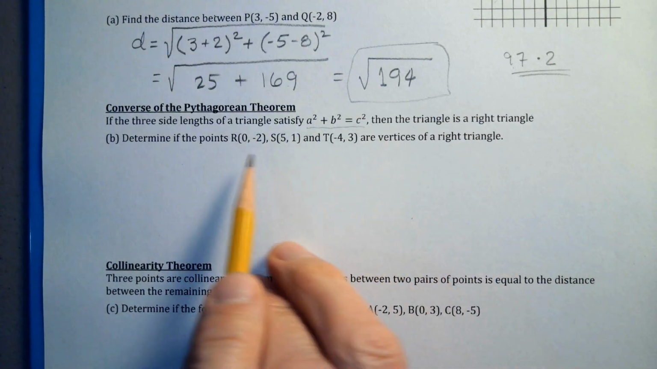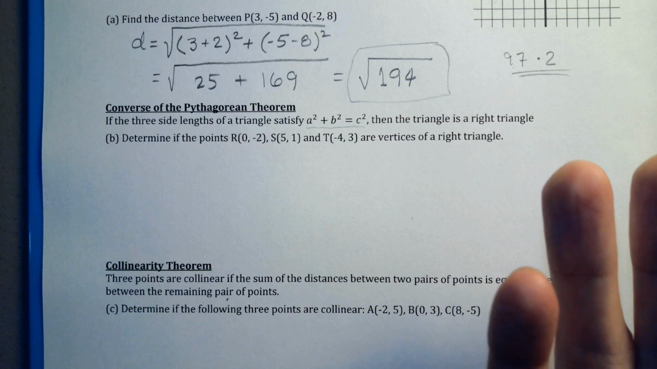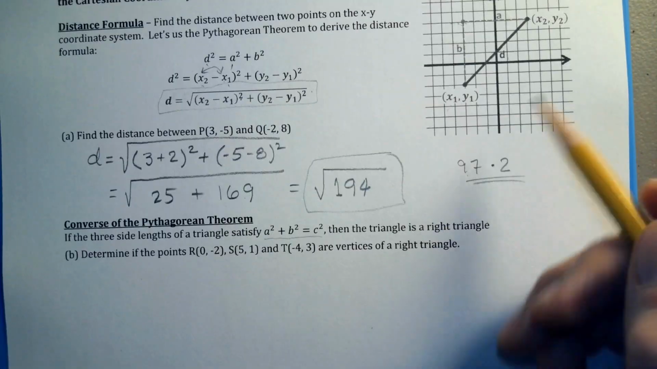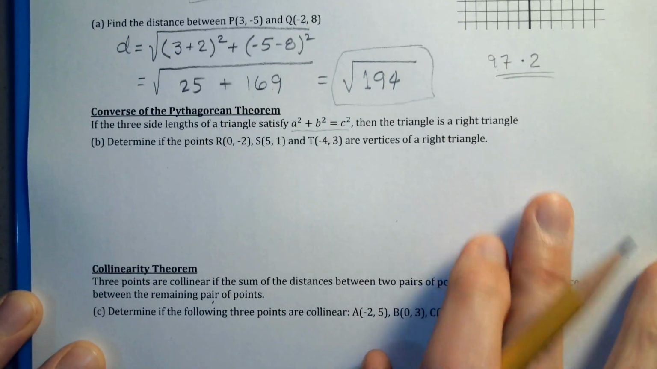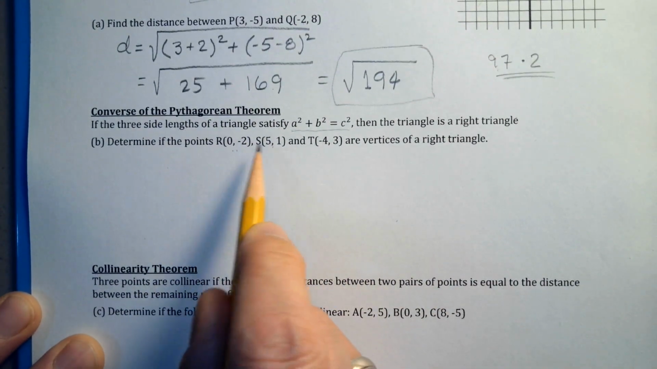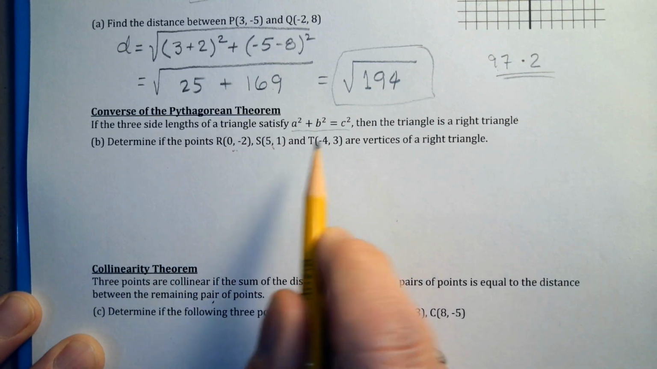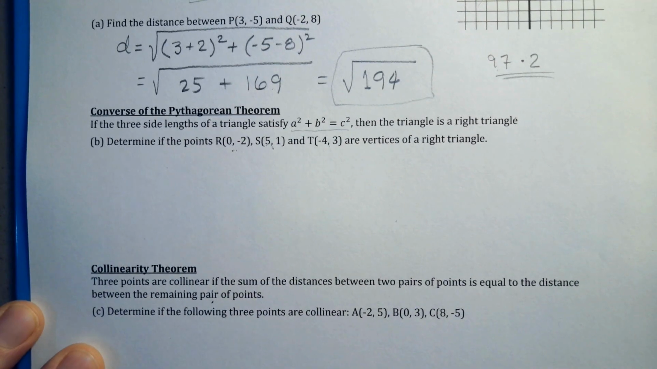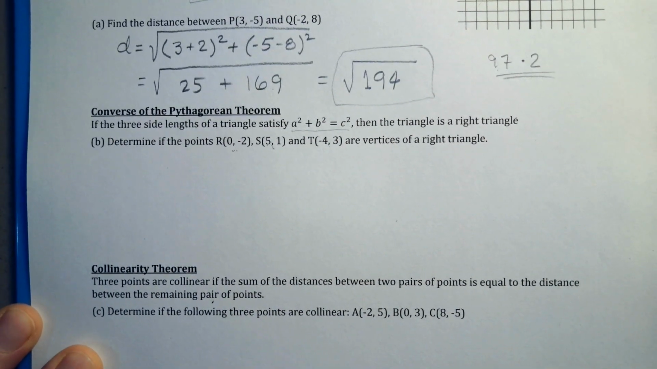So what we want to do is we have three vertices. We want to know, are these the vertices of a right triangle? So now we don't want to graph it. We want to do it algebraically. So we'll look for the distance, right? Is the distance between these two, RS, the distance between ST, and the distance between RT. And so we'll use the distance formula for those.